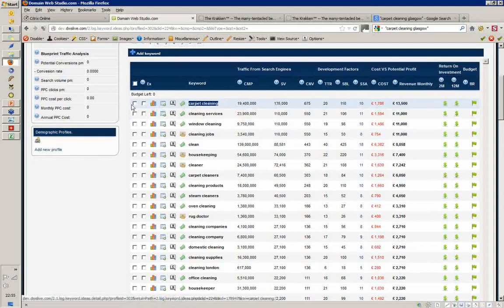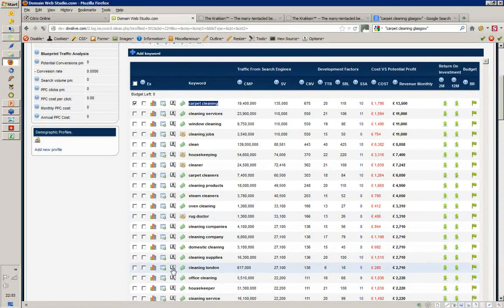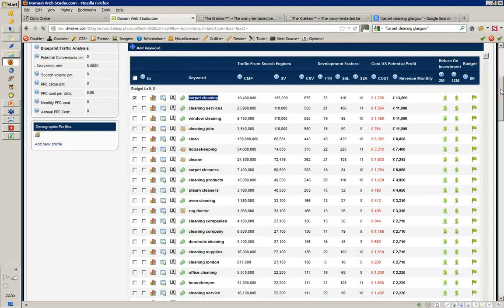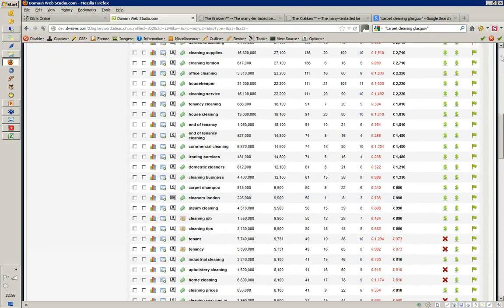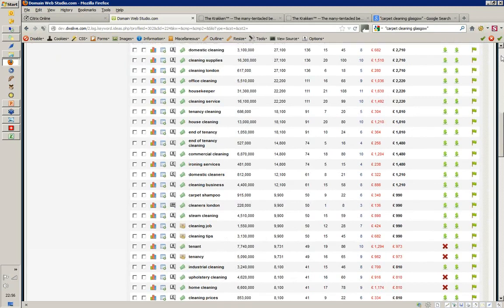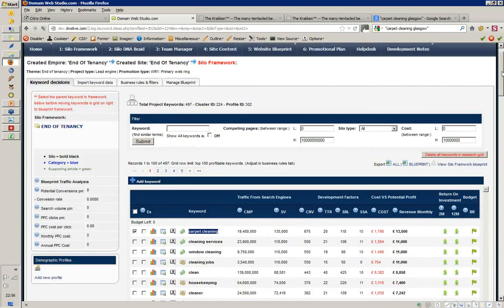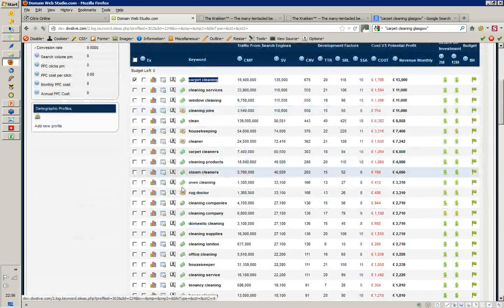So essentially all I'm going to do is select that, and with DWS, when we work with silo architecture, the system tells you if it's a silo by saying S, if it's a category, it'll say C, and if it's a supporting article, it'll give it an SA, okay? The other cool thing about this is it tells us if it's got high buyer's intent, medium buyer's intent, or if it's an information-based keyword.